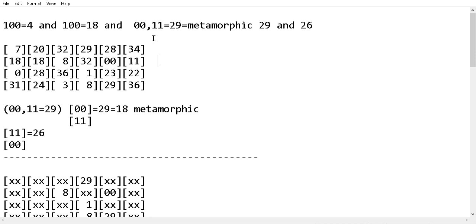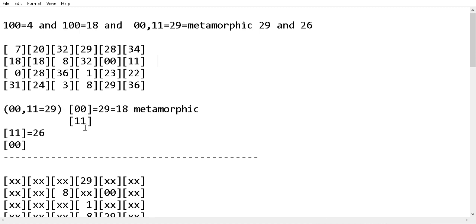And also, I will be talking about the 0011. That's right here. The 0011. That's equal to two numbers. It's equal to the 29, and it's a metamorphic sequence, and it's also equal to the 26. And the reason why is that, so here it is, 00 is equal to 29 and 26. I didn't put down 26 there, I should have.